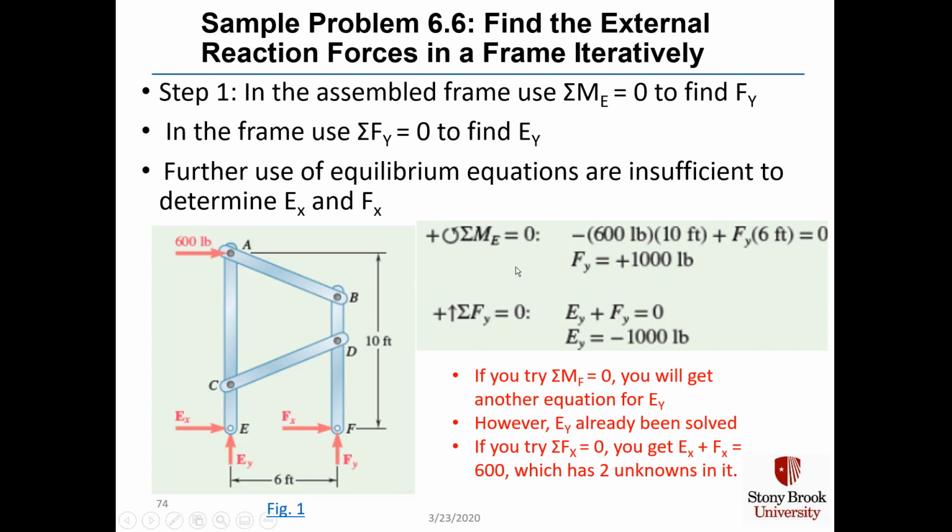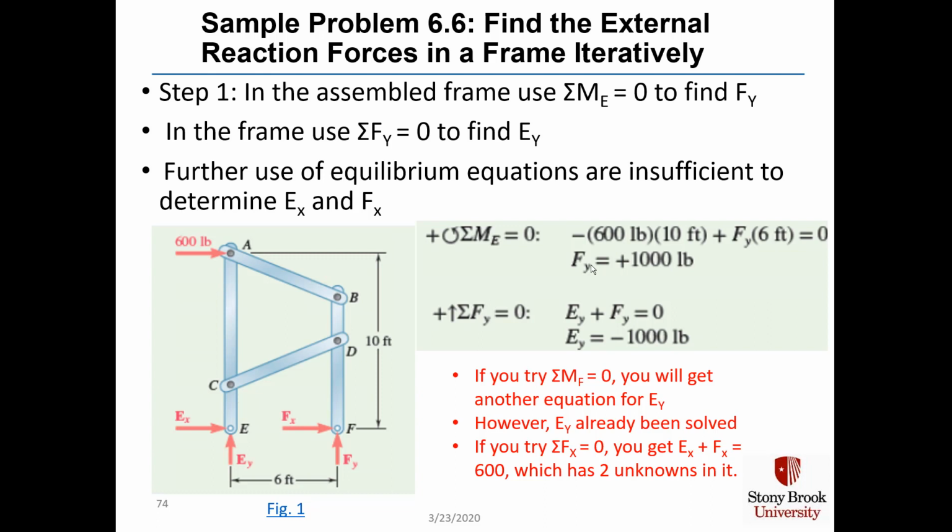Summing the moments around point E, set that equal to 0. We have our 600-pound force acting clockwise in a moment around point E times a 10-foot lever arm. We then have F sub y, which will supply a moment that's counterclockwise times 6 feet, and we find that F sub y is 1,000 pounds. And because F sub y is 1,000 pounds, that means E sub y has to be minus 1,000 pounds.